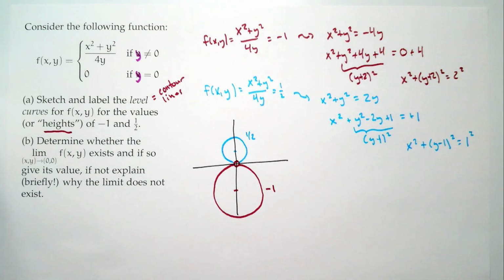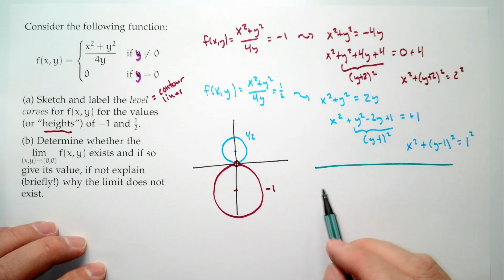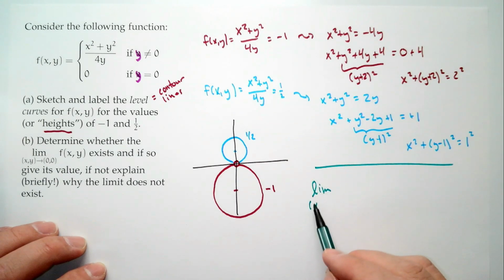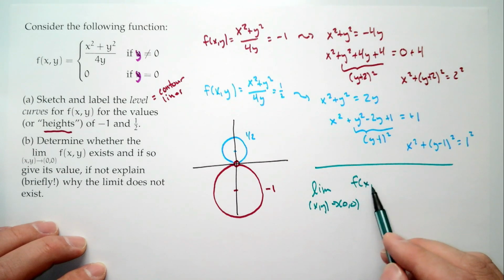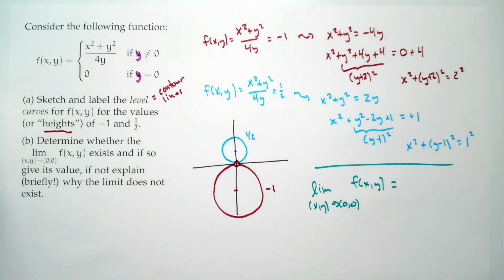Now there's part B. And here's the question. Does the limit as xy approaches 0, 0 of f of xy, what can we say about it? Does it exist? Does it not exist? If it exists, what is it? If it doesn't exist, why doesn't it exist? So, let's use part A. See, there's this interesting thing. When you have multi-part problems, sometimes the second part is connected to the first part. All right, well, how can we connect the two?